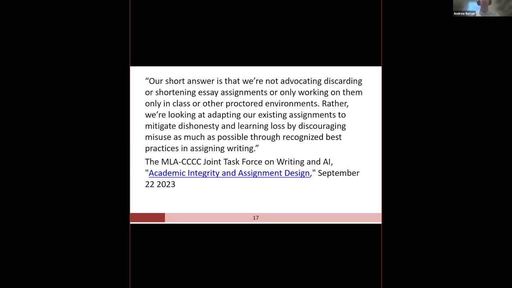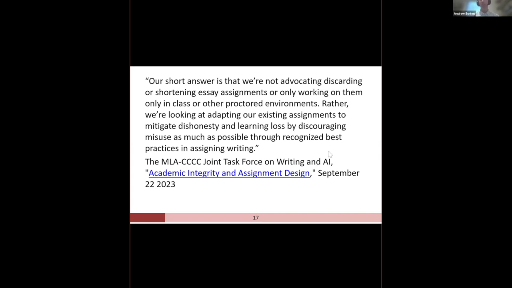So the first thing I want to point out here is their attitude towards learning loss and dishonesty. They are not trying to prevent it 100%. They say they want to mitigate those issues. They say they want to diminish them as much as possible. And I like this approach. They care about these things, but they will not let them be the only priority. They're very much focused on learning. And that, I hope you see, resonates with how I see things as well.